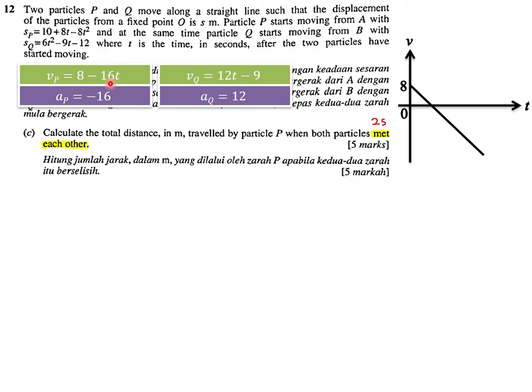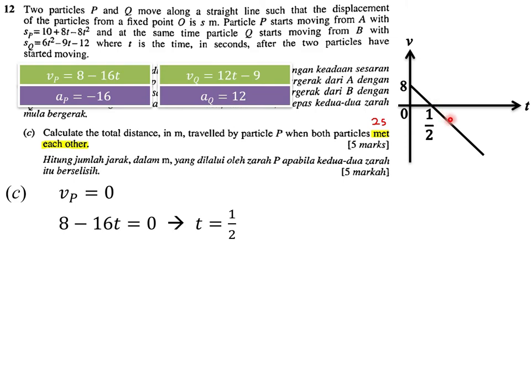In order to find the area, we need to know the time when the particle stops and turns to the left hand side. When the particle stops, we let the velocity equal 0, and then 8 minus 16t equals 0. It will give you the time of 1 over 2 seconds. At first, the particle is moving to the right, slowing down until the half second. Then it will stop and turn to the left hand side.